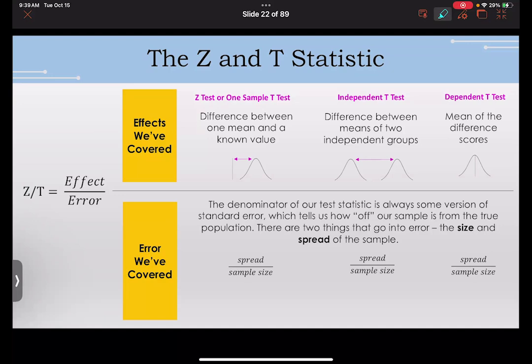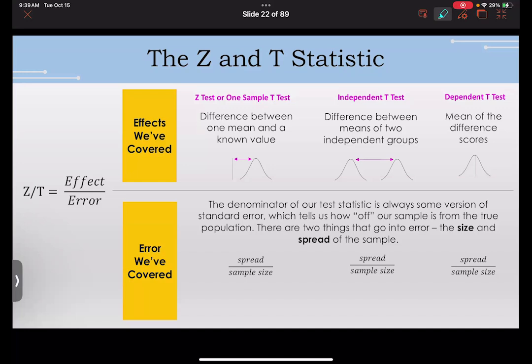So let's figure out how spread is measured in each of these. How is spread measured in a z-test? What's unique about a z-test? We know something in a z-test that we don't know anywhere else.